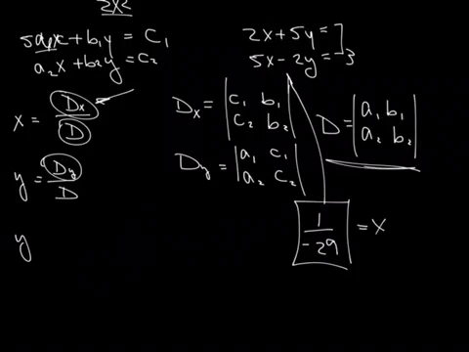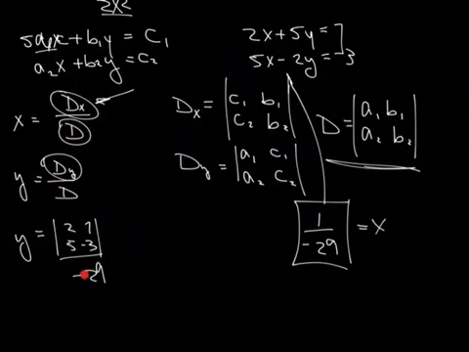All right, my y value is going to be d of y. I'm going to use this formula right there. Okay, so that's going to be 2, 7, 5, negative 3. And that's going to be over my d, which I really don't have to solve. I already solved my d once, and it was negative 29. So I don't have to do it again, because it was the same number for right here when we found our x.